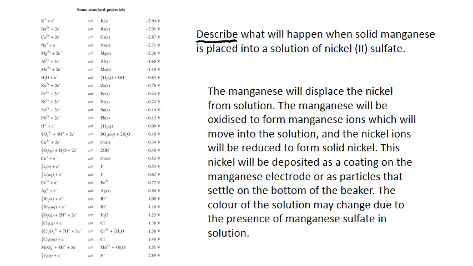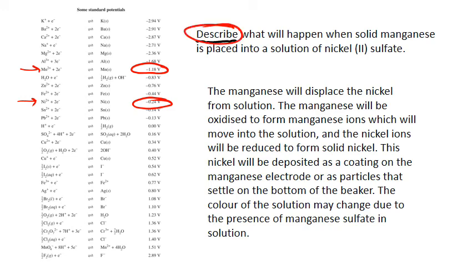Now, how did I work that out? I looked over here. Manganese minus 1.18 volts, nickel minus 0.24. Nickel has a higher reduction potential. It's lower in the list, so the nickel is the one that will be reduced. The manganese will be oxidized and move into solution. The manganese will displace the nickel from solution. Now I need to describe what will happen.